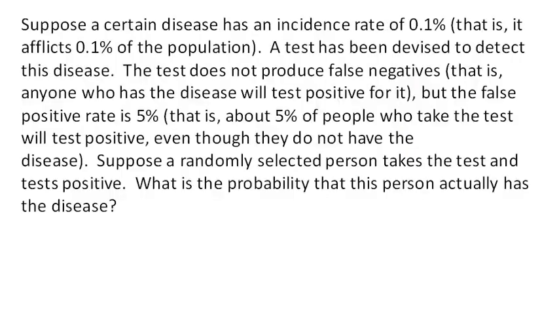So now we're going to look at a more complicated testing situation, and this one fouls doctors up, so we'll walk our way through this. Suppose a certain disease has an incidence rate of 0.1%, that is, it afflicts 0.1% of the population. In other words, the probability of having this disease is 0.001.